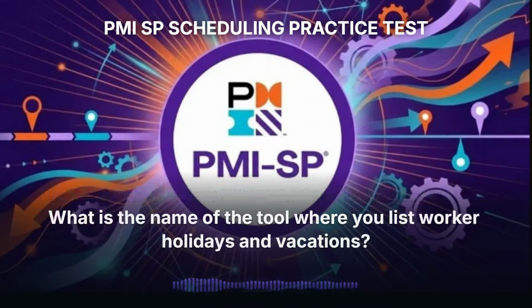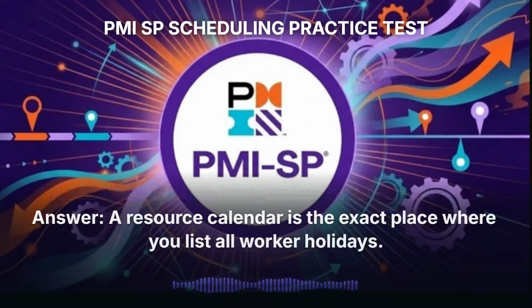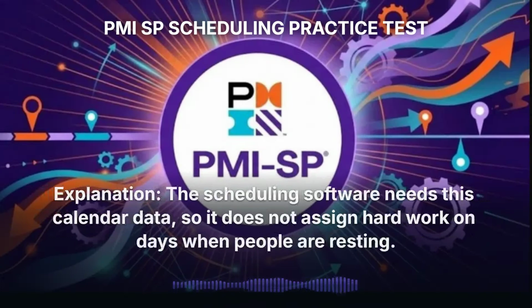16. What is the name of the tool where you list worker holidays and vacations? A resource calendar is the exact place where you list all worker holidays. The scheduling software needs this calendar data, so it does not assign hard work on days when people are resting.